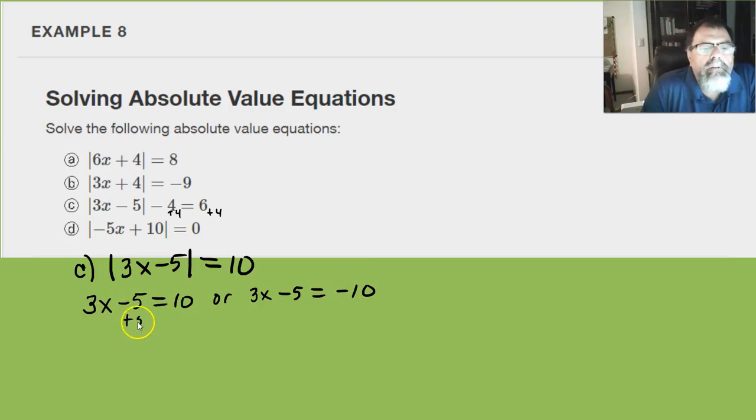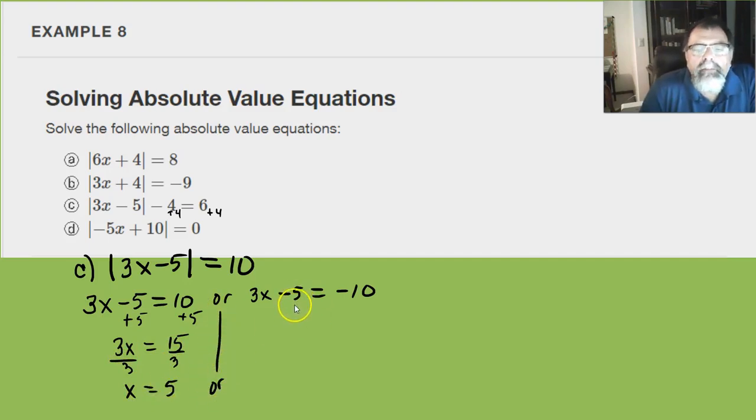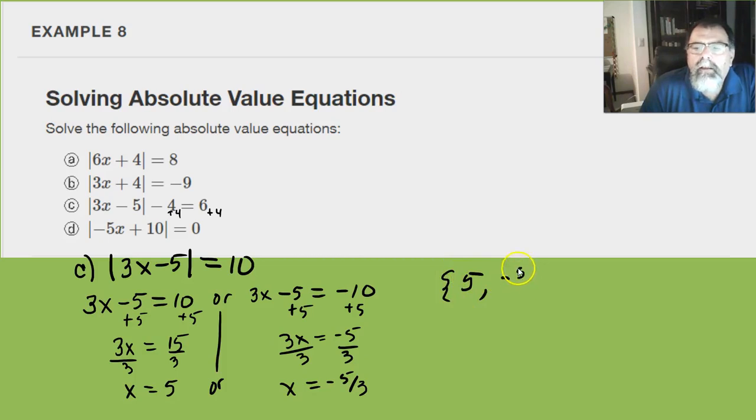So then I'm going to add 5. So 3x is 15. Divide by 3. x is 5. Or now do the other case. Add 5. So 3x is negative 5. And then divide by 3. x is negative 5/3. So our solution set has two solutions, 5 or negative 5/3.